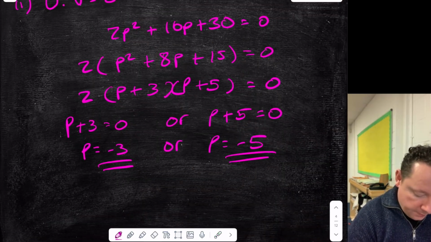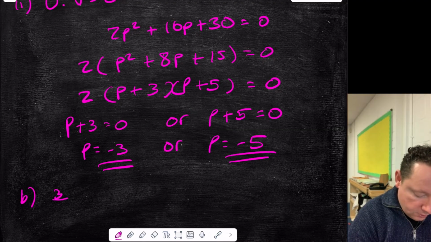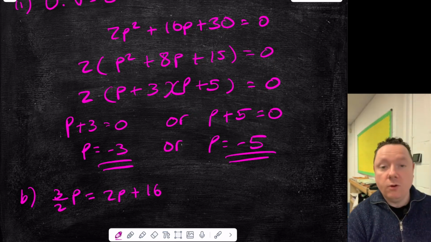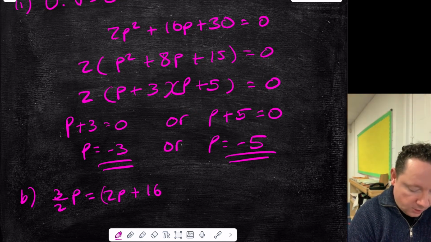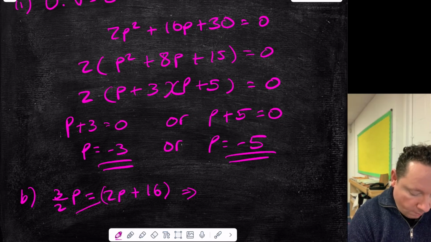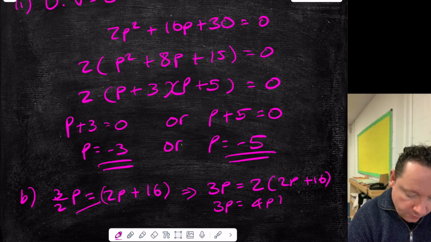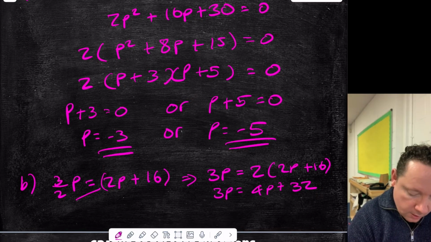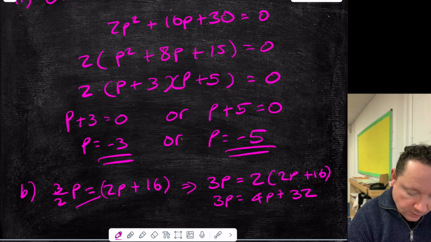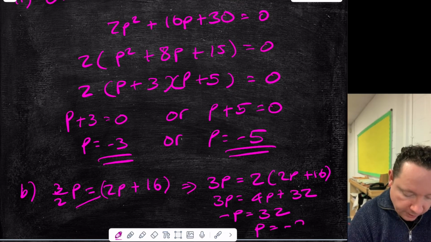So for part B, 3 halves of p equals 2p plus 16. So I've got that equation to solve. If I put brackets around that side, that means I can times by the bottom. So 3p is equal to 2 times 2p plus 16. 3p equals 4p plus 32. Taking it over to the other side, you would get minus p equals 32, or p equals minus 32.